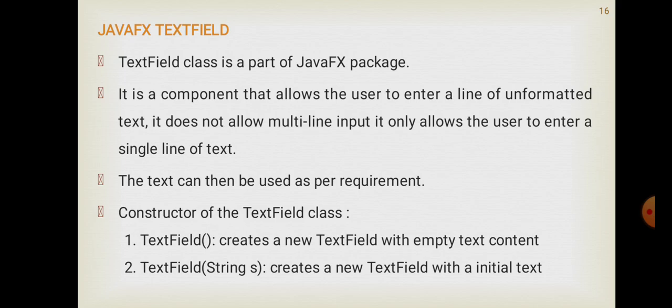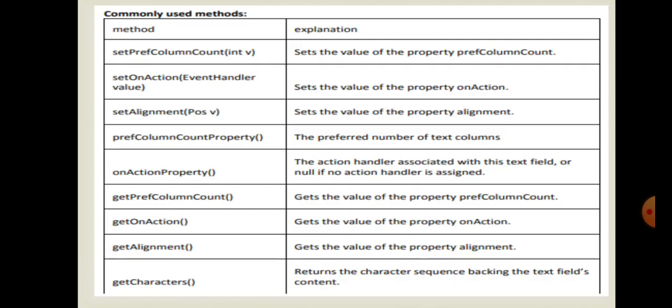If you want to create a text field with some content, you can go for the next one, that is TextField(String). Inside that you specify the string, so that it creates a text field with a default value. The methods we use in this text field are: setPrefColumnCount, setOnAction, setAlignment, prefColumnCountProperty, onActionProperty, getPrefColumnCount, getOnAction, getAlignment, and getCharacters.